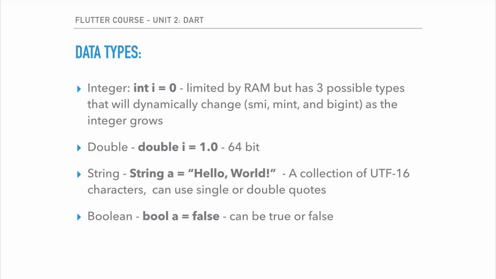Okay, finally we have Boolean for the simple data types. Boolean is also very simple, true or false. bool a = false, can be true or false. So very simple stuff. False and true obviously are keywords, as are all of these data types. Okay, so we got that out of the way. Let's look at some of the more complex data types.